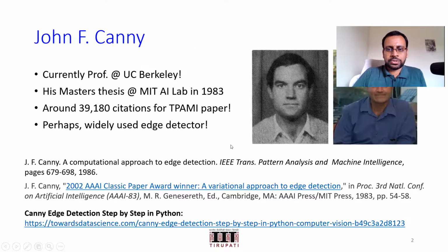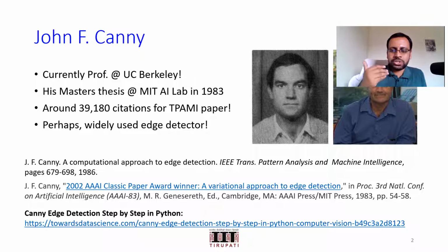By the way, you'll be surprised that this turned out to be a master's thesis work. John F. Canny is now a professor at UC Berkeley, but at that time this was his master's work: a computational approach to edge detection, IEEE Transactions on Pattern Analysis and Machine Intelligence, 1986. Even today, this is one of the widely used edge detectors, something we should definitely know if we are working in the area of image processing.